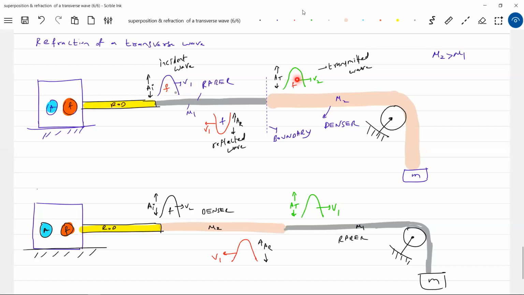It will not change phase. What was the phase of the incident pulse? The same phase it will have. Of course, what will happen to frequency? Frequency will not change. Speed depends on medium. So therefore, I'm writing V2. Agreed? Now come for amplitude.